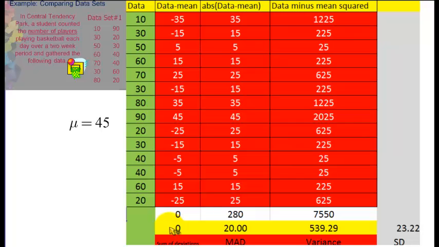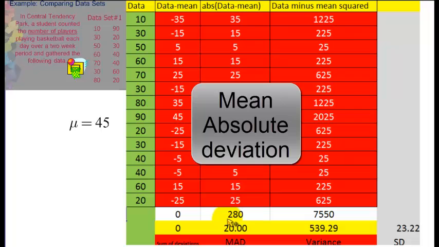Then to get the mean absolute deviation, you take the absolute value of each of these numbers and then get the average. So the sum of these numbers is equal to 280. Divide this by 14 because we have 14 numbers here. So 280 divided by 14, we are going to get 20 as our mean absolute deviation.